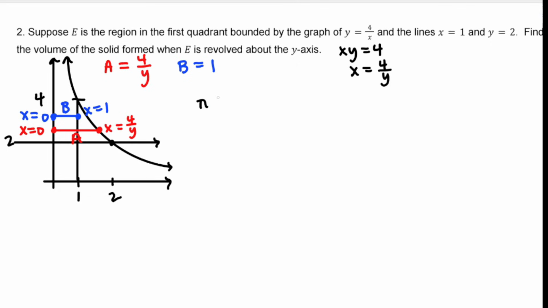And then we want to find the volume. So I'm going to take pi integral of a squared minus b squared. I'm kind of just going to do it as I'm going because I'm going to have to do this one by hand. So a squared is going to be 4 over y squared, and so that'll be 4 squared over y squared because I'm multiplying 4 over y times 4 over y, and that's 16 over y squared.